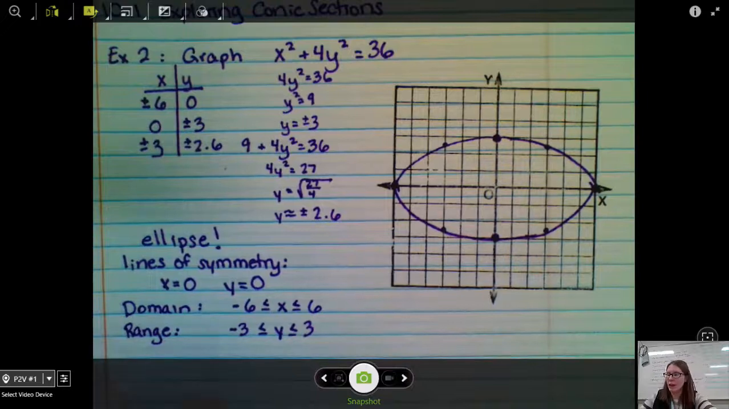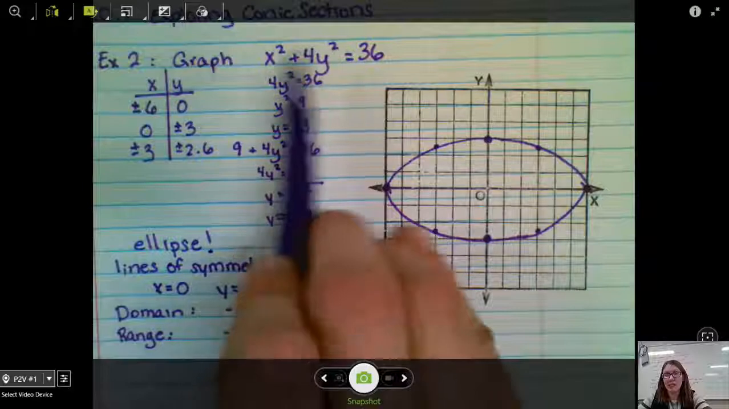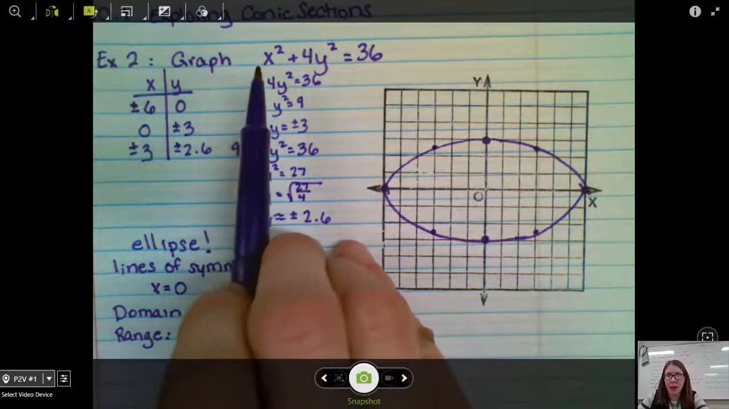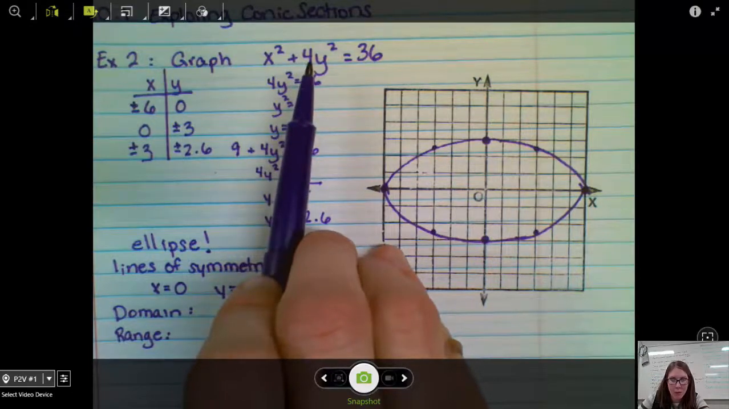Okay, so again, our equation here, where we have x squared plus 4y squared equals 36, this gives us an ellipse. If you notice, we have our two terms added together here, but we have the number in front of just one of the variables.